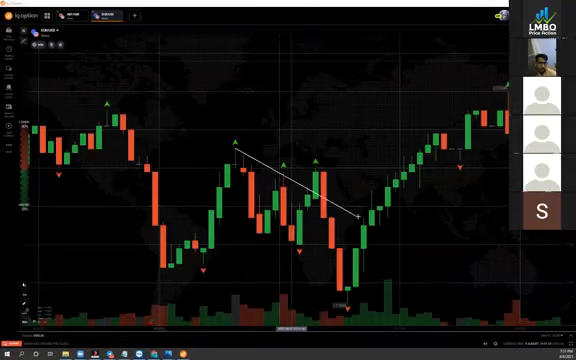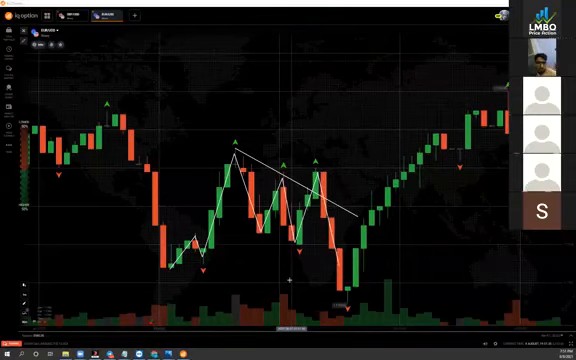If there is an M, then check here. This is your trend line, right? And here the condition for the M is that your trend line must not break. Now it is broken, right? Yeah. So this is broken. It means this is not an M.